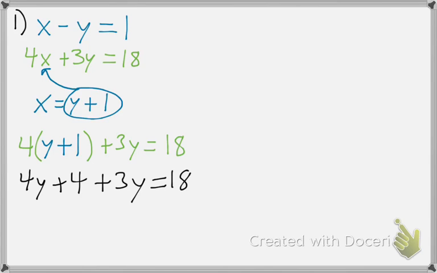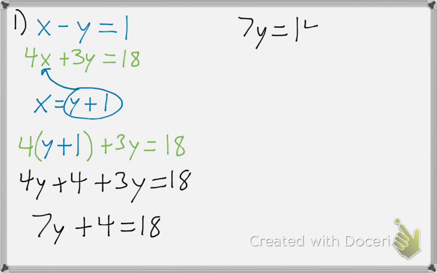And then if I combine, it's 7y plus 4 is equal to 18. And if I subtract 4 from both sides, 7y is equal to 14. And y is equal to 2. So I have most of my answer. I still need to get the x coordinate.